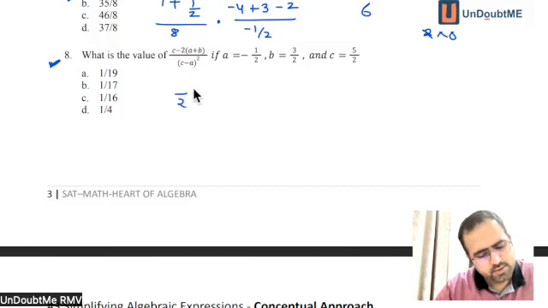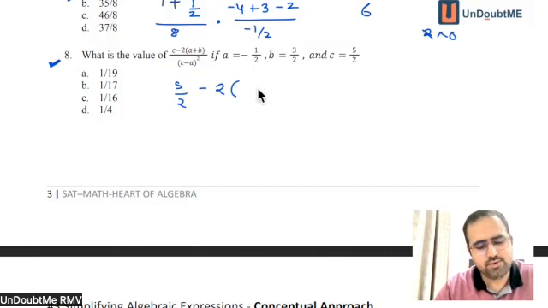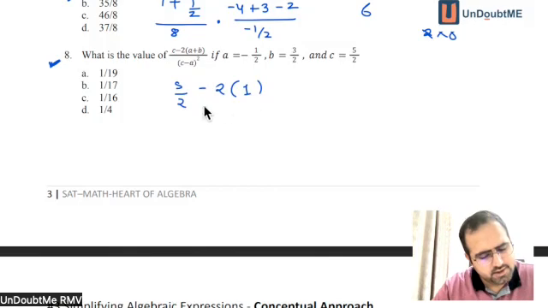5 by 2 minus twice of a plus b. Now a plus b is 3 by 2 minus 1 by 2. That is 1.5 minus 0.5. That will be only 1.